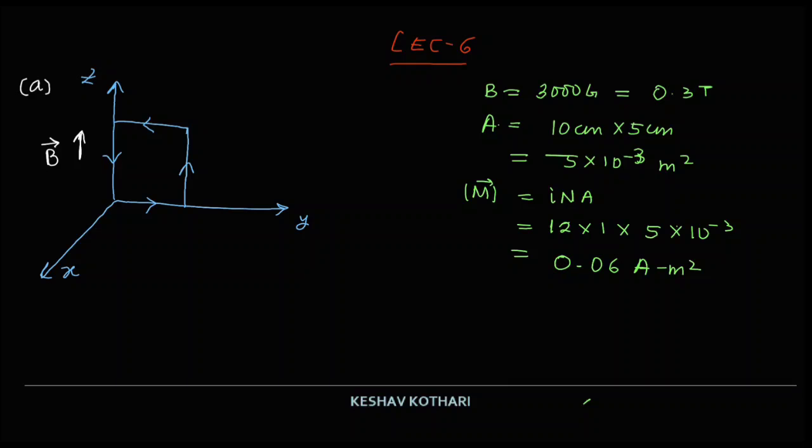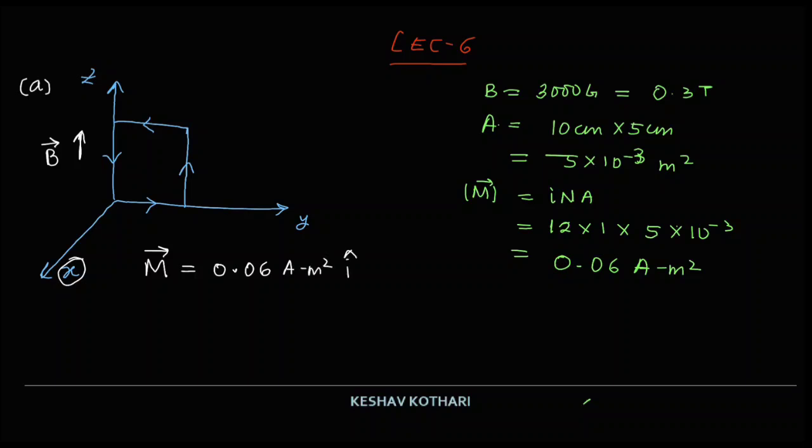Now in the first case, the direction of magnetic moment can be determined using the right hand rule, and if we do so, we observe that the direction of magnetic moment is along the positive x-axis direction. If we curl our right hand in the direction of current, the thumb will be pointing outside the screen, that is in the positive x-axis direction, and hence I can write that the magnetic moment is equal to 0.06 ampere meter square in the positive i cap direction.